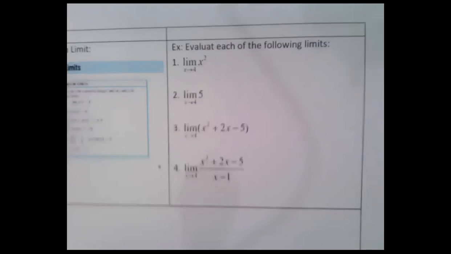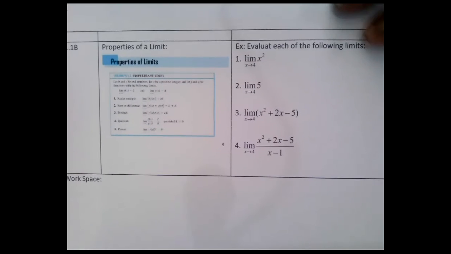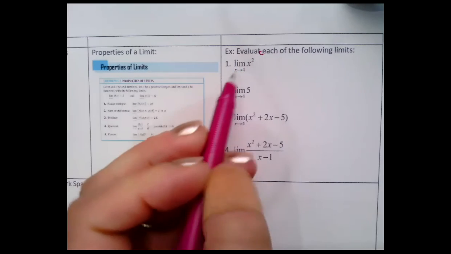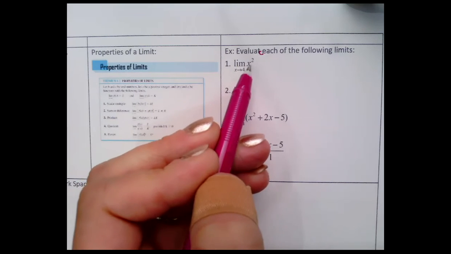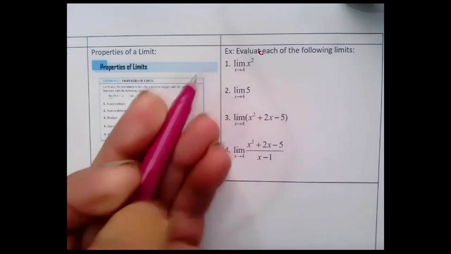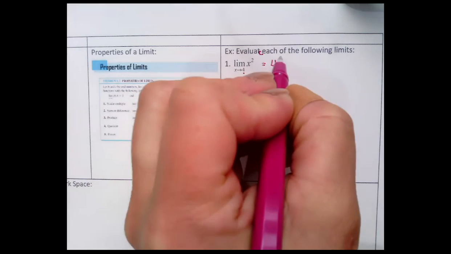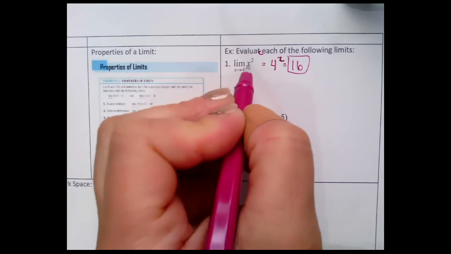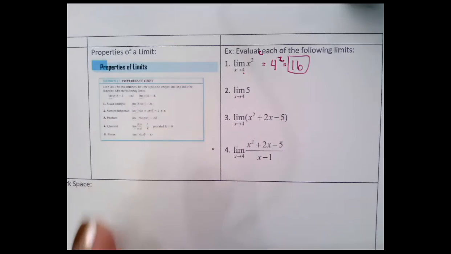Let me adjust my stuff again. This one says evaluate each of the following limits. Oh, I forgot an E on there. The first is the limit as x approaches 4 of x squared. We're going to plug this in. That's going to be 4 squared, which is 16. We'll do direct substitution here and call it good.